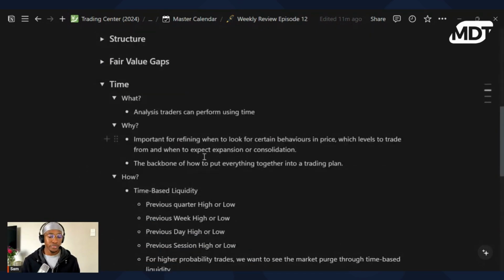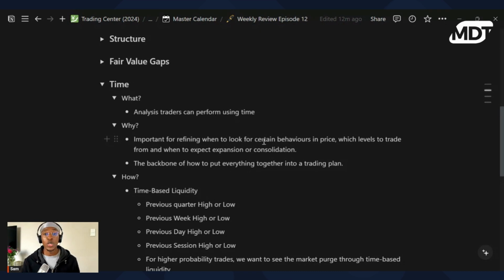And then time. This is what I've been looking at implementing from a quarterly theory perspective, longer than I have been looking at the ICT strategy as a whole. It's basically the analysis traders can perform using time. Why is it important? It helps us decide when to look for certain behaviors in price, which levels to trade from, and when to expect expansion or consolidation. It really is the backbone of how to put anything together in a trading plan.